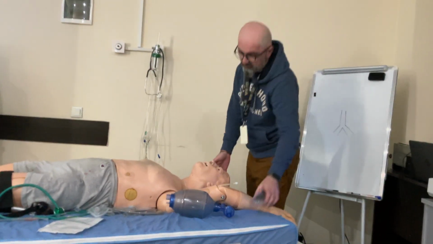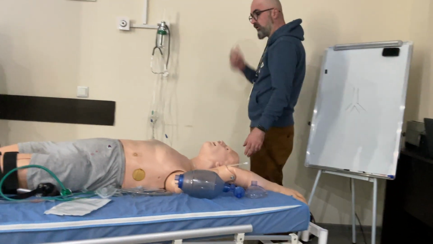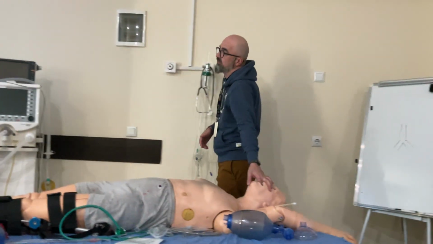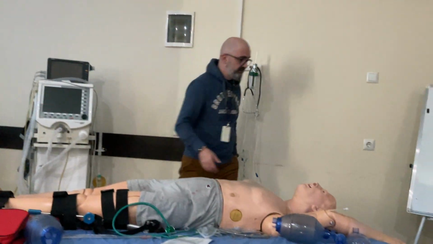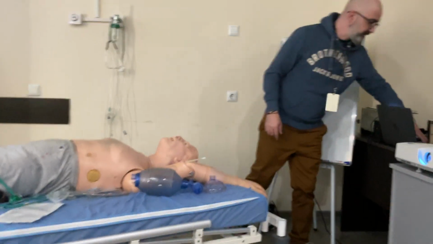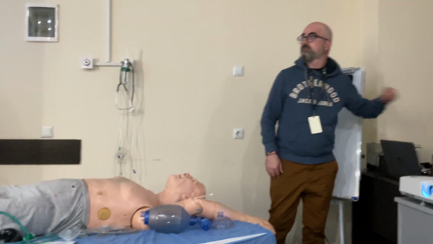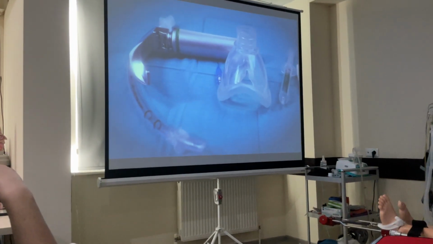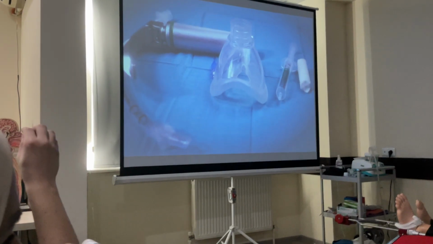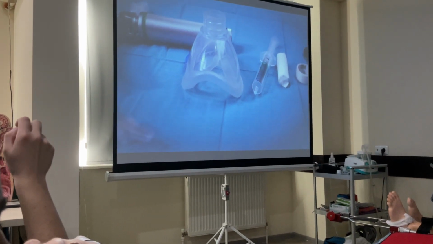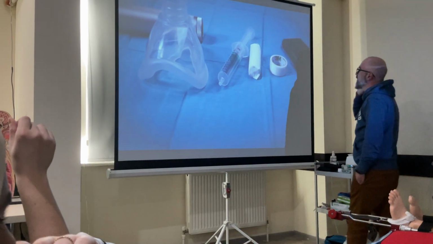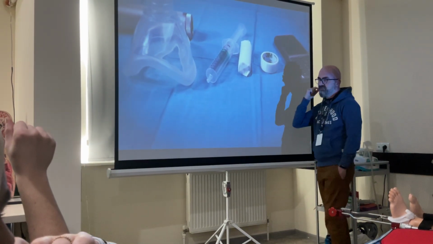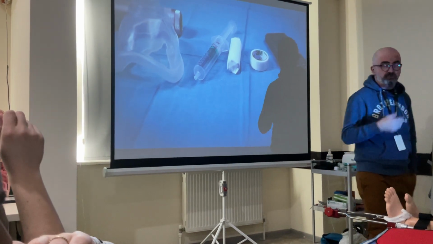to not allow brain cells to die, because they die first because of hypoxia. Laryngoscope, tube, mask. During ventilation we use OPA, as I said. Syringe for inflating the cuff, and something to fix this tube on the face.